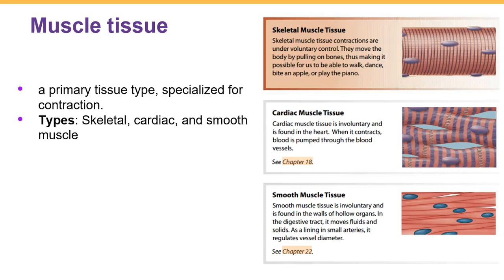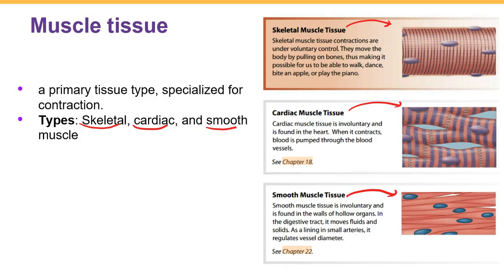We also learned that there are three types of muscle tissue. We have skeletal muscle tissue, cardiac muscle tissue, and smooth muscle tissue. They are different in their location, and also different in their structure and a little bit in their function, like skeletal muscle, which is attached to the skeleton, to the bones. It acts voluntarily and moves bones.